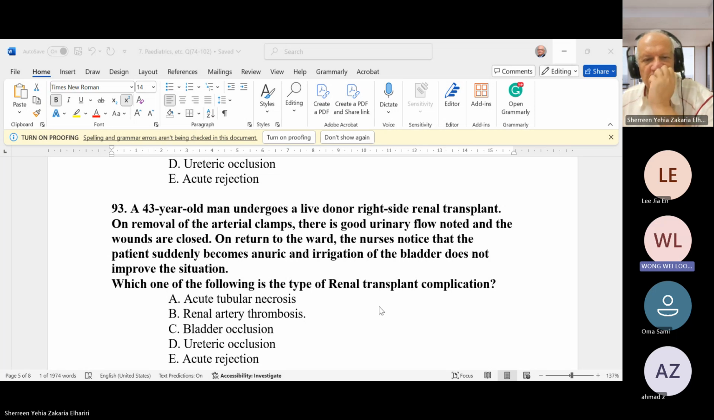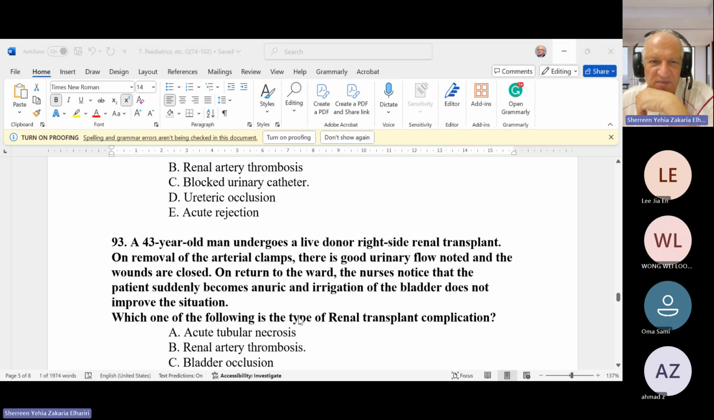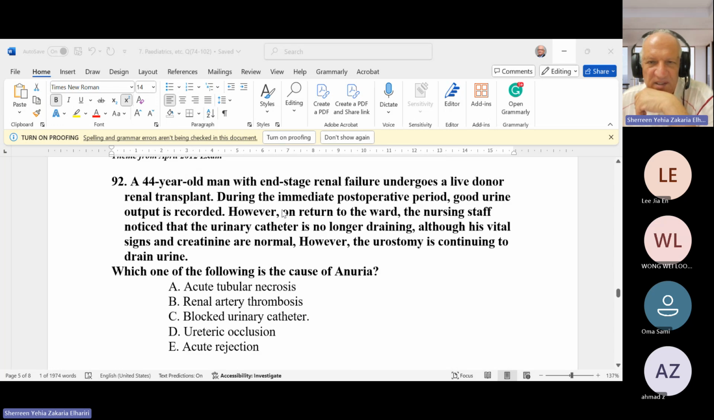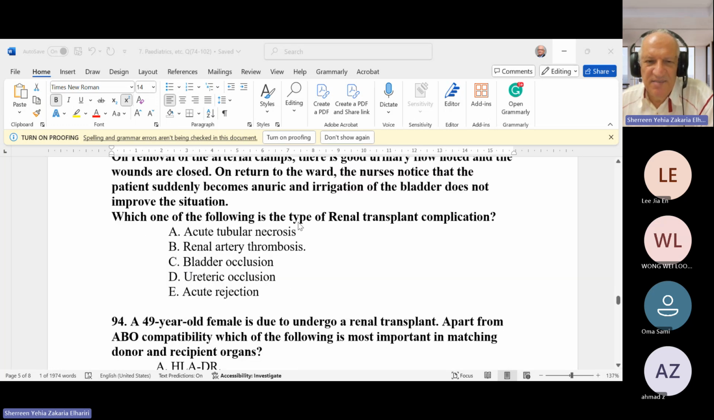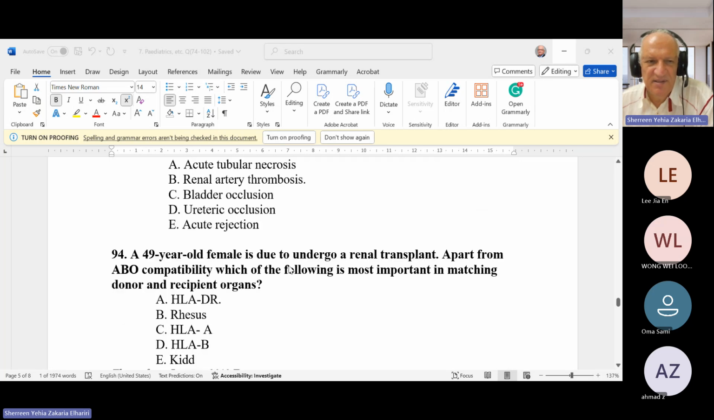Renal artery thrombosis. Yes, this is renal artery thrombosis, because if you compare to the previous one, the vital signs are normal and the urostomy drain contains urine. So they have urine output, so that was just a blocked catheter. But in the second one, they have renal artery thrombosis, so it is a technical problem.